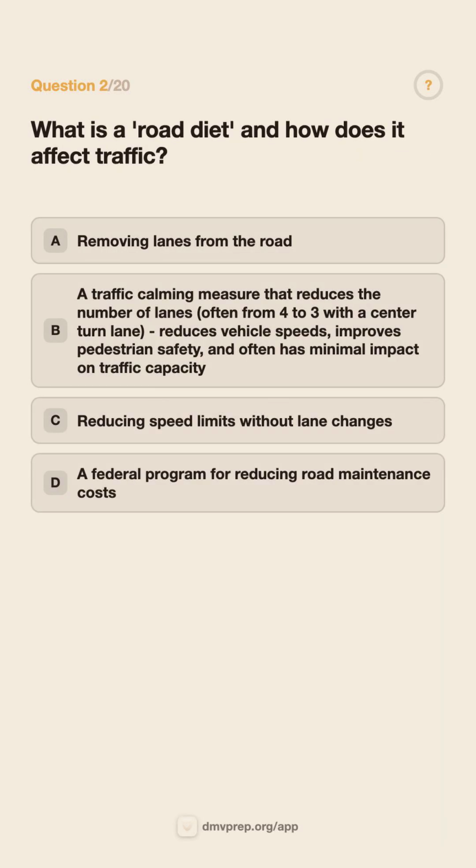Question 2. What is a road diet and how does it affect traffic? A. Removing lanes from the road. B. A traffic calming measure that reduces the number of lanes, often from 4 to 3 with a center turn lane, reduces vehicle speeds, improves pedestrian safety, and often has minimal impact on traffic capacity. C. Reducing speed limits without lane changes. D. A federal program for reducing road maintenance costs.